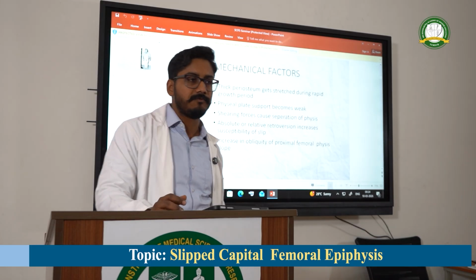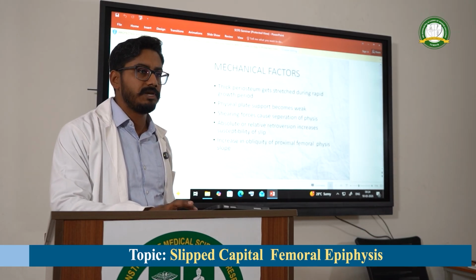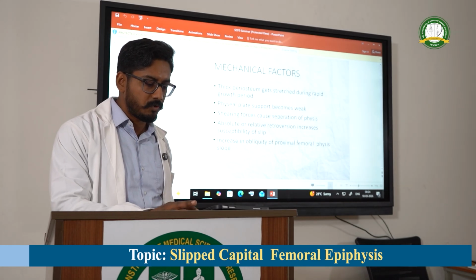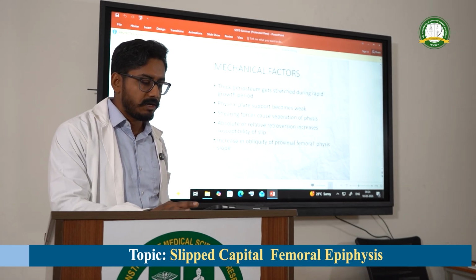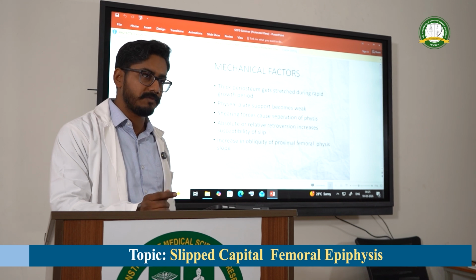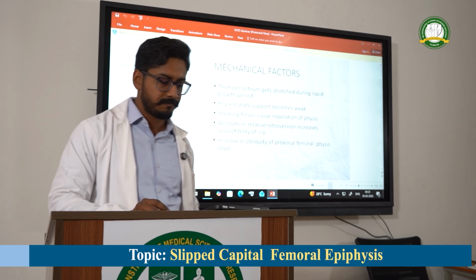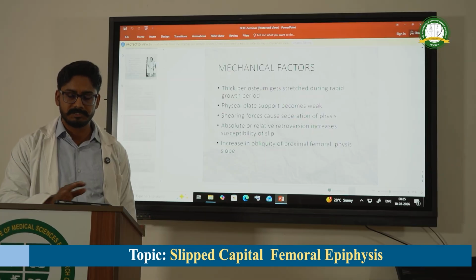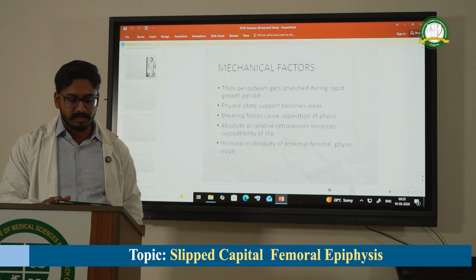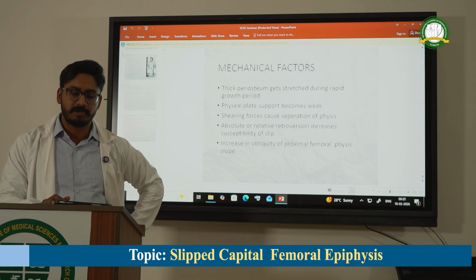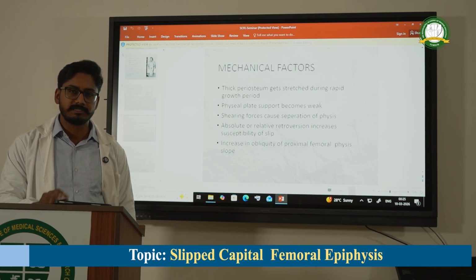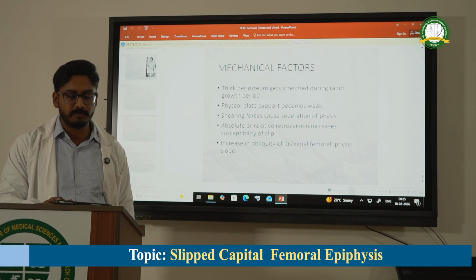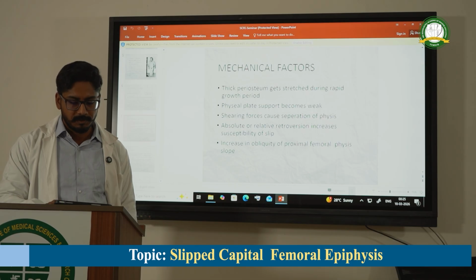Then come the mechanical factors. Usually a thick periosteum in the growing age group provides support for the physis. During the rapid growth period, there will be weakening or stretching of the periosteum, and it becomes weak. Shearing forces will then cause separation of the physis easily. In absolute or relative retroversion, there is increased susceptibility to slip. An increase in the obliquity of the proximal femoral physis slope also predisposes to the slip.